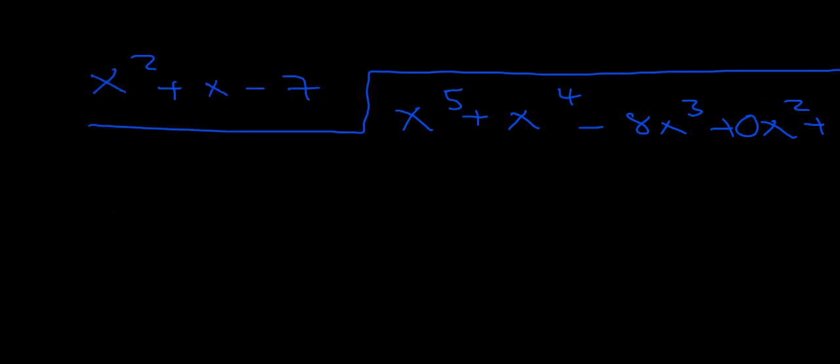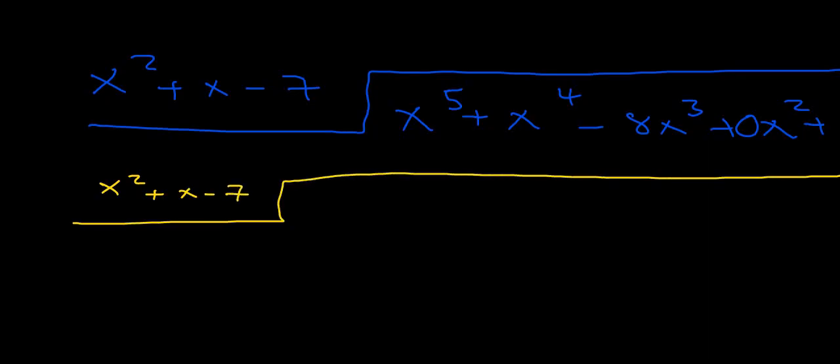Let me just write this neatly. The divisor is x squared, then plus x minus 7. Then everything this side will just be x to the power 5, then plus x to the power 4, minus 8x to the power 3, plus 0x squared, then plus x, then plus 2.